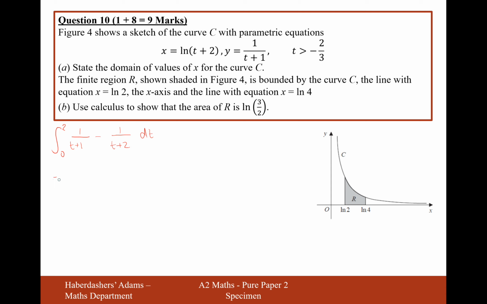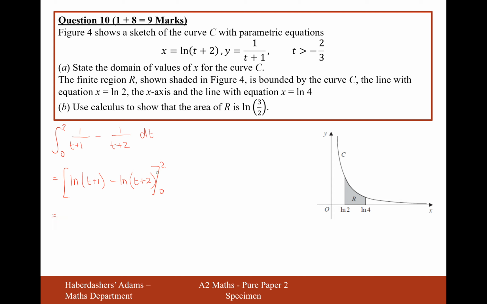Let's now do this integration. We're using the ln rules for integration here, so it's going to be ln of (t + 1). The ln rule is, does the bottom differentiate to make the top? Yes, it does perfectly. Take away ln of, again, the ln rule, does the bottom differentiate to make the top? Yes, it does perfectly. So it's going to be ln of (t + 1) minus ln of (t + 2).